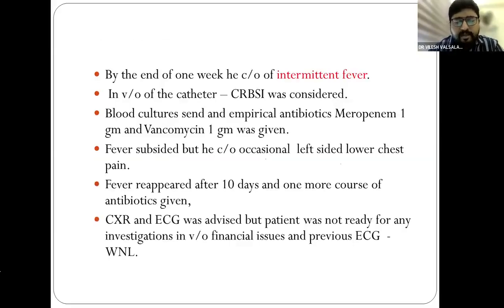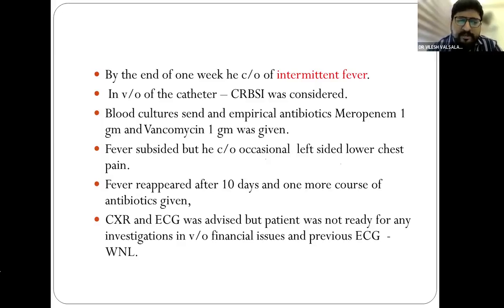Now the week comes to an end. The patient comes now with a complaint of intermittent fever. Now the patient has, as we said in the first case, a perm cath in place. So in view of the catheter, the first diagnosis considered because of fever was catheter-related bloodstream infection, that is CRBSI. Blood cultures were sent and empirical antibiotics like meropenem 1 gram and vancomycin 1 gram were given, a gram negative cover and a gram positive cover.